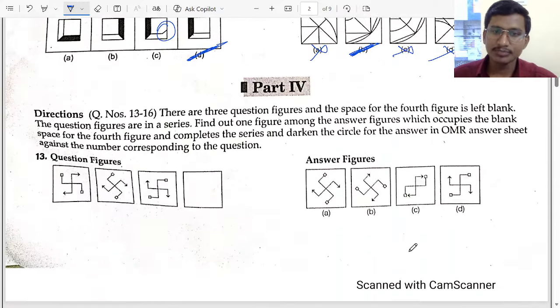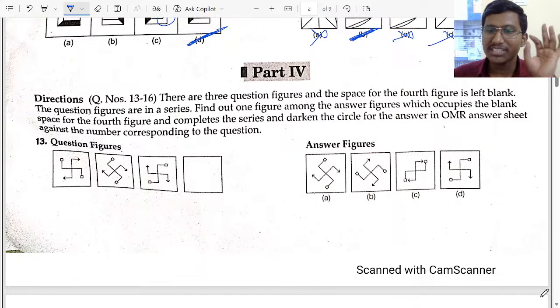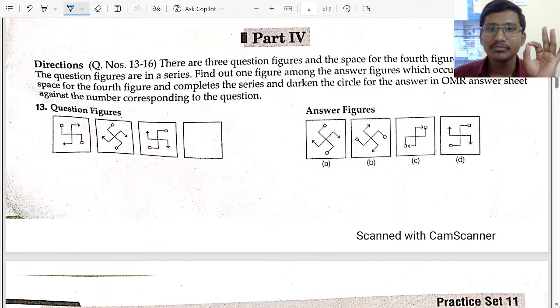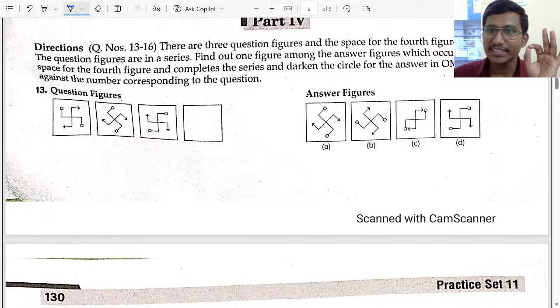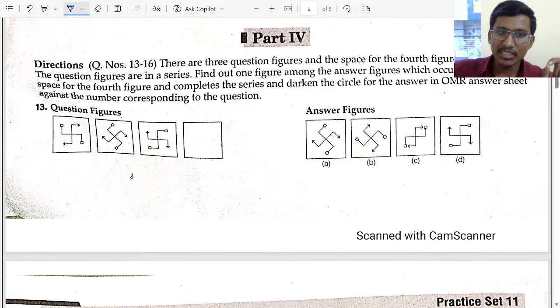So part 4 now. In part 4 it will be series. Part 4 will be what? Series, figure series, okay? So if you see, one after the other we have to see.